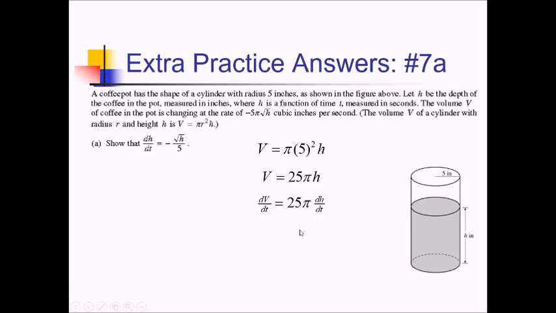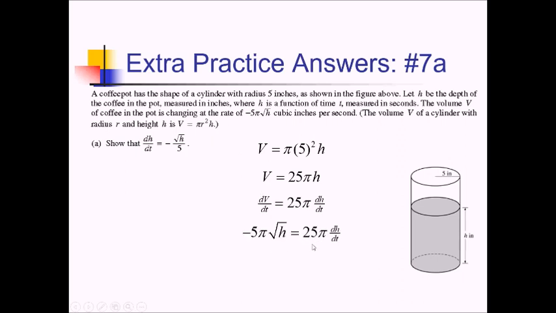At some point, I only want to have dh over dt left over, because they wanted us to show that dh over dt equaled something. So now this dV over dt needs to get replaced with something. We can replace it with this negative 5 pi radical h expression, they said, because this is the rate at which the volume of our coffee pot is changing. So I'll plug that in for dV over dt.